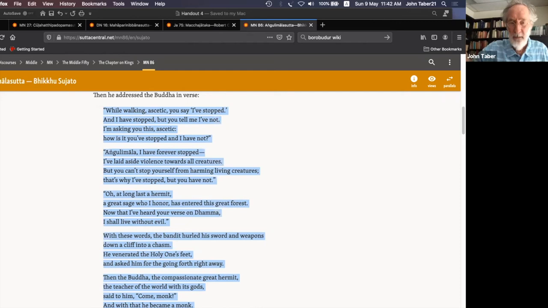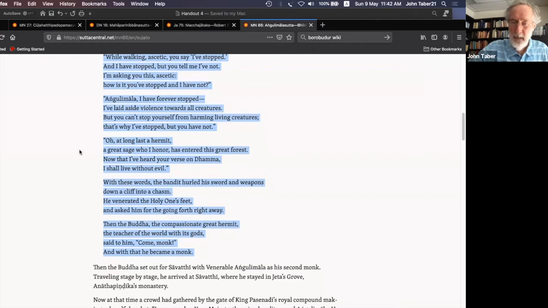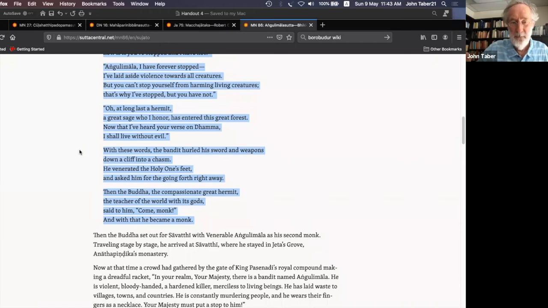Angulimala, I have forever stopped. I've laid aside violence toward all creatures, but you can't stop yourself from harming living creatures. That's why I've stopped, but you have not stopped. And then Angulimala says, oh, at long last, a hermit, a great sage, whom I honor, has entered this forest. Now that I've heard your verse on Dhamma, I shall live without evil. So he's immediately converted. With these words, the bandit hurled his sword and weapons down a cliff into a chasm. He venerated the Holy One's feet and asked him for the going forth right away. So he asked to be accepted as a disciple and a member of the Sangha, the community.